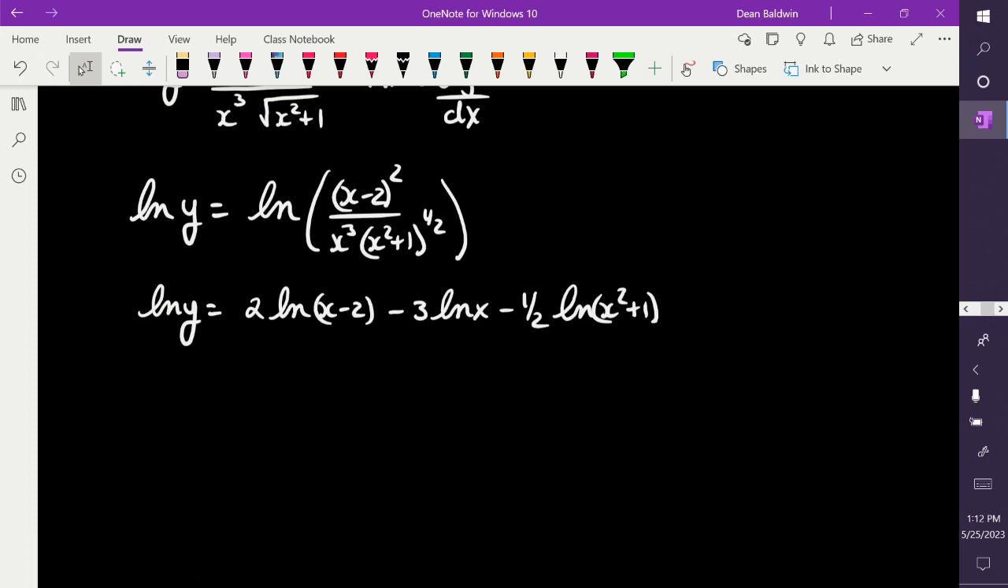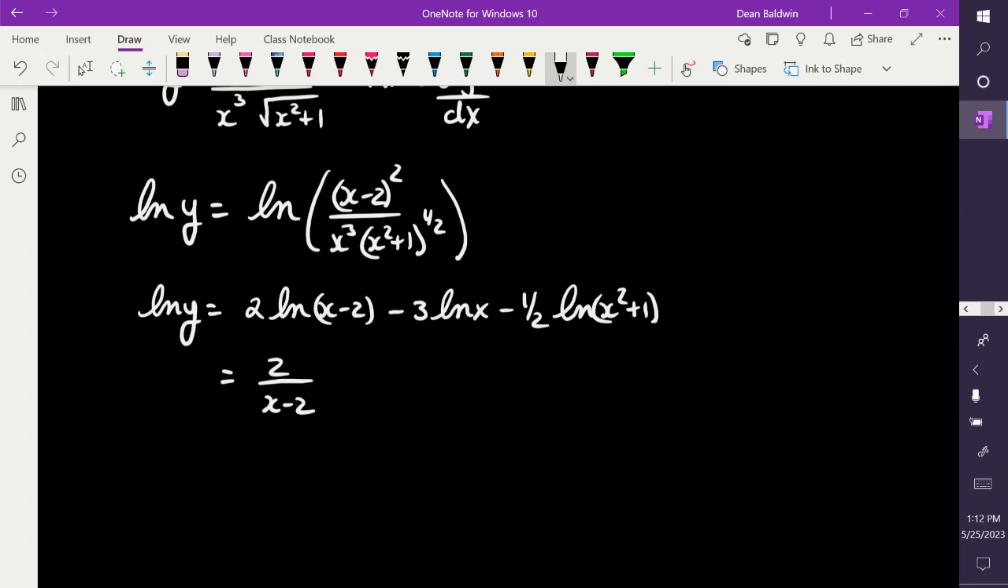Now we can do the derivative. If you leave these exponents up, I'm going to say it again because people do that and then it's still complicated: always bring the exponents down. So we'll do the right side first, then we'll do the left side. What's the derivative of 2 natural log of (x minus 2)? 2 over x minus 2, right?